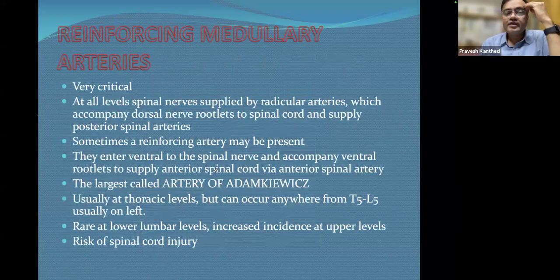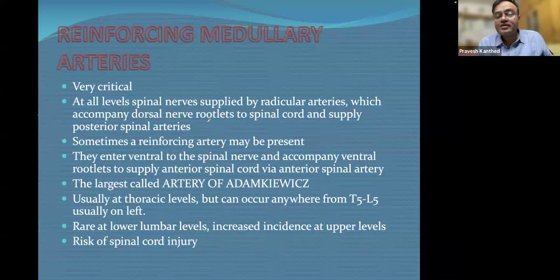So now a very important point about reinforcing medullary arteries. It is very critical. At all levels, spinal nerves are supplied by radicular arteries, which accompany dorsal nerve rootlets to the spinal cord and supply the posterior spinal arteries. Now sometimes a reinforcing artery may be present. They enter ventral to the spinal nerve and accompany ventral rootlets to supply the anterior spinal cord via the anterior spinal artery.